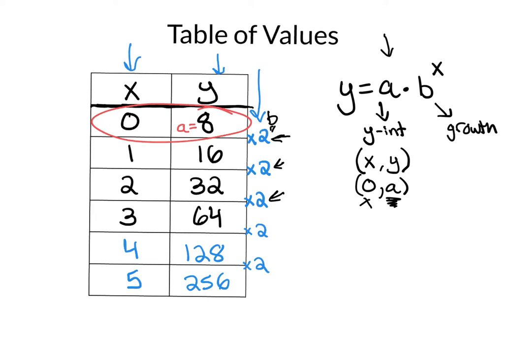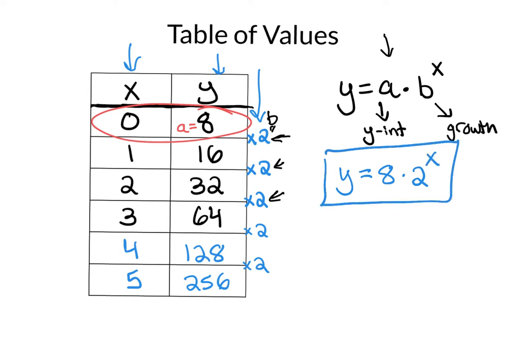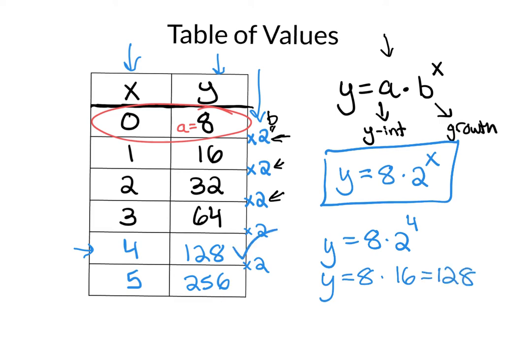So we're going to write out our equation: y equals a, which is 8, times b, which is 2, to the power of x. And we can also do a quick check. Let's just see what happens when we plug in 4. y equals 8 times 2 to the power of 4. 2 to the power of 4 is 16, and 8 times 16 is 128, so it checks.